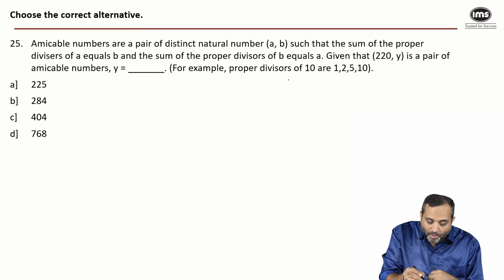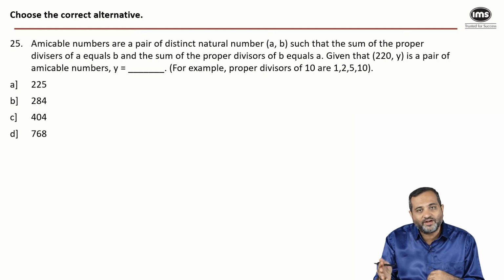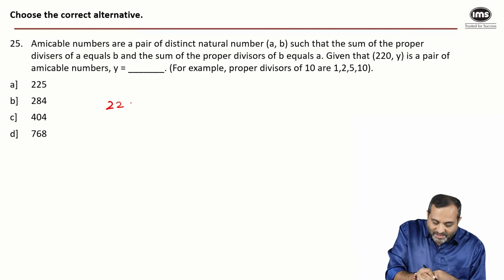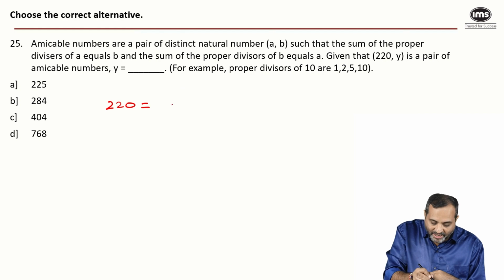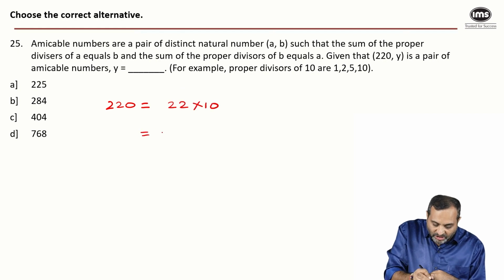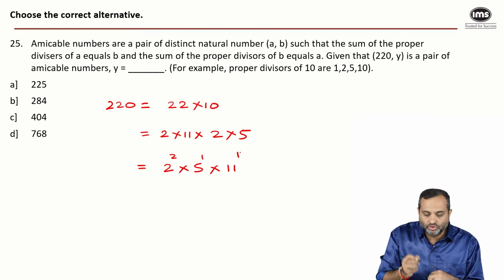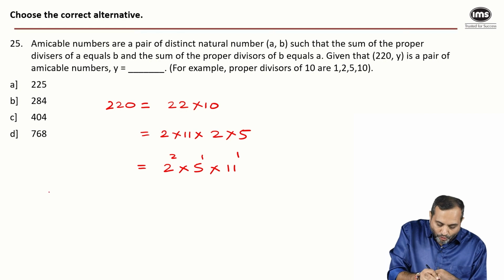For example, proper divisors of 10 are 1, 2, 5, 10. So how do I find the sum of the factors of 220? First thing, as usual, let's factorize. Can you write 220 as 22 into 10? So this is 2 into 11 and 10 is 2 into 5. So 220 is 2 square into 5 raised to 1 into 11 raised to 1. So now how do I find the sum of factors?